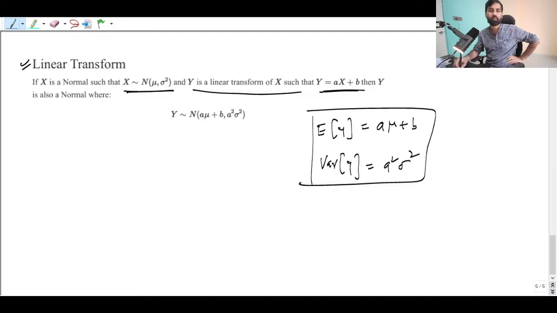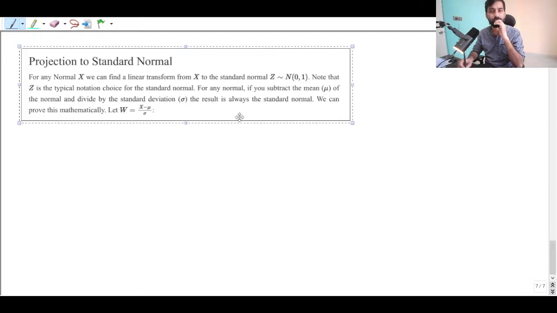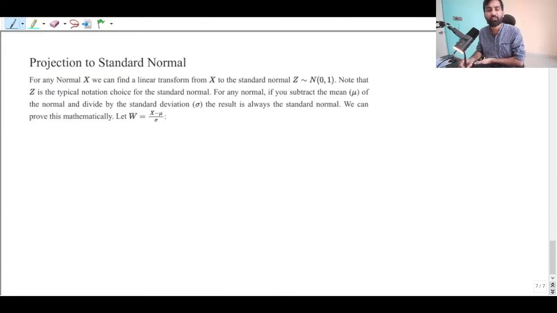Now how to convert any normal to standard normal, right? We can also see that here. You read this. Here they have used W, you can take Z also, no problem. This can also be written as Z equal to X minus mu by sigma. Notations are okay if you understand things. In GATE, they can give you any sort of notation.